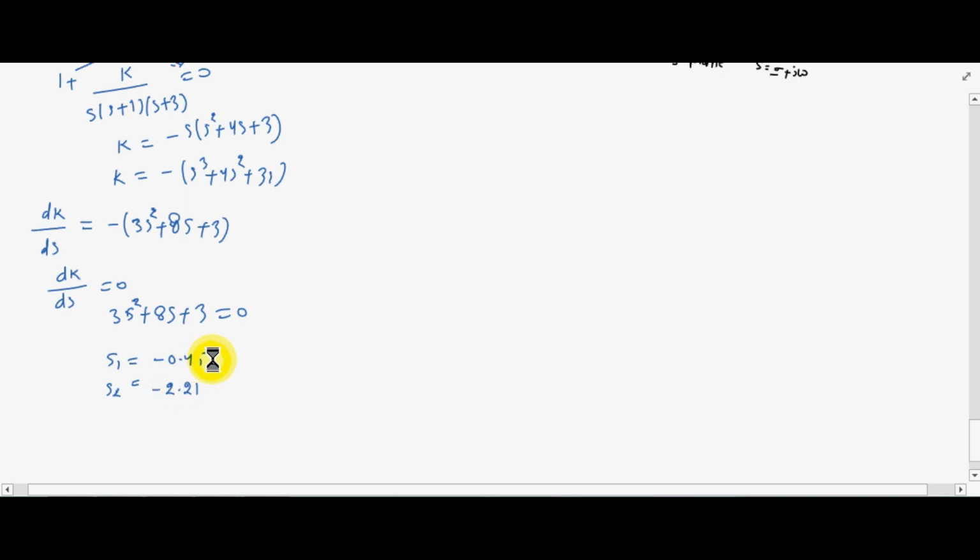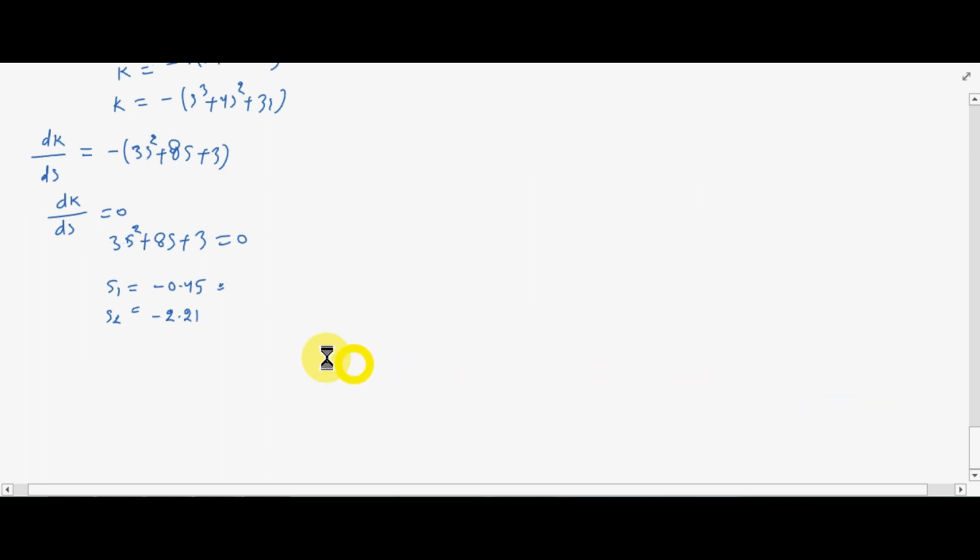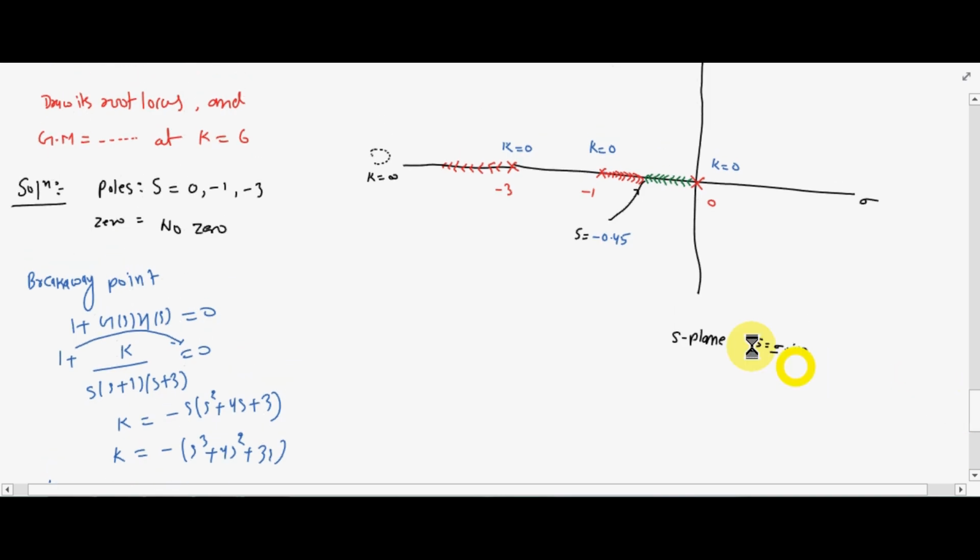Now see where the point minus 0.45 is on the locus. Minus 0.45 is located between 0 and minus 1, so this point may be here. This is our breakaway point. And where is the other point, minus 2.21? Minus 2.21 is something here.